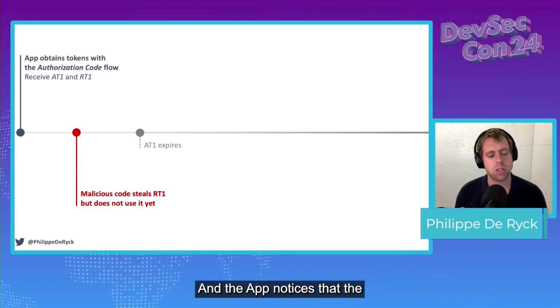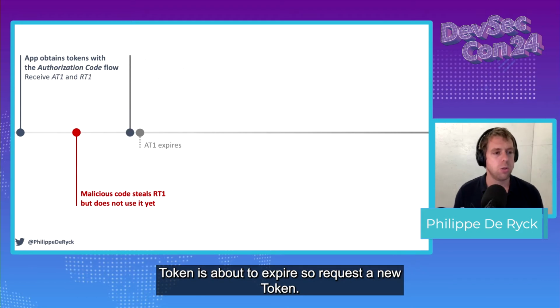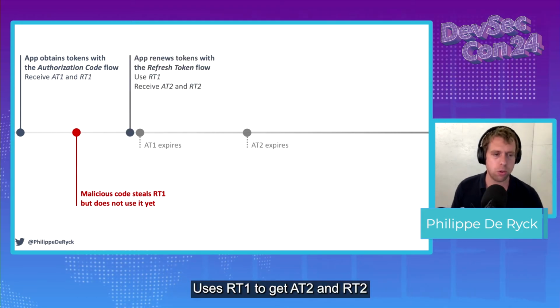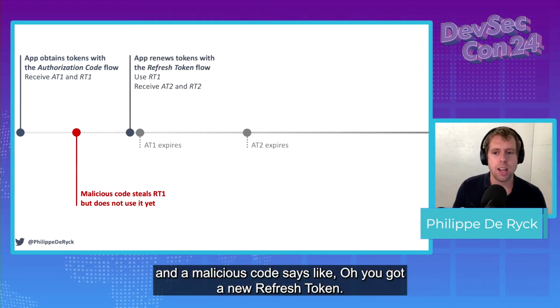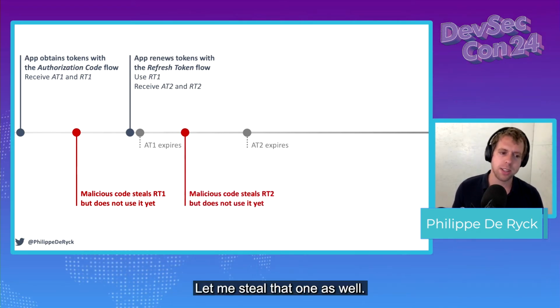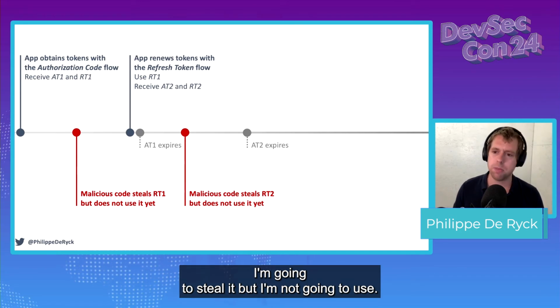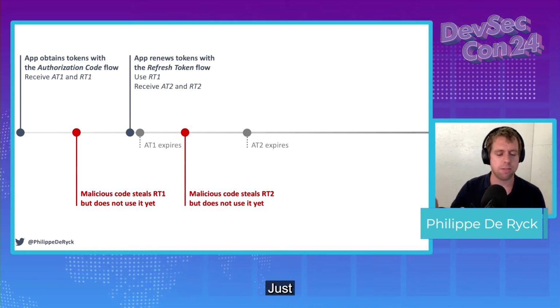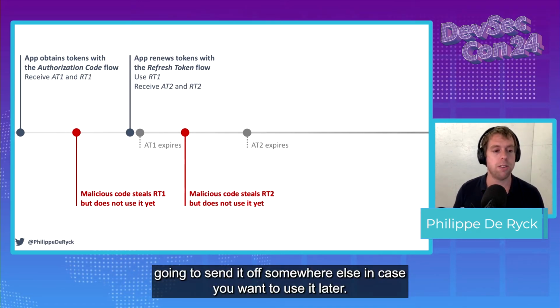And the app notices that the token is about to expire, so it requests a new token. Use RT1 to get AT2 and RT2. And the malicious code sees, ooh, you got a new refresh token. That's good. Let me steal that one as well. I'm going to steal it, but I'm not going to use it. Just going to send it off somewhere else in case we want to use it later.